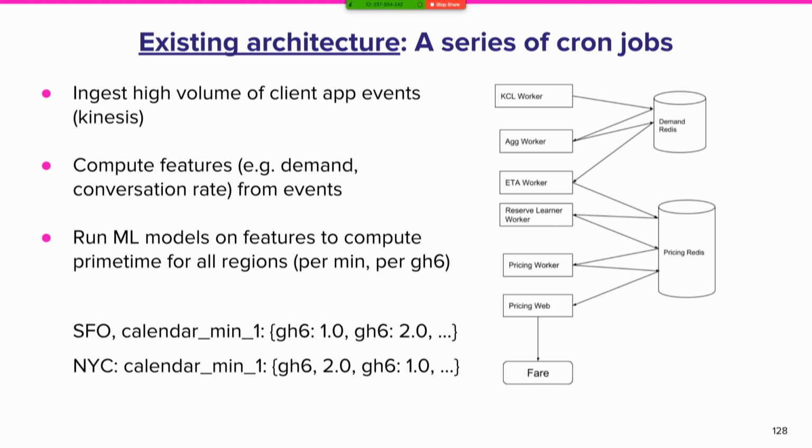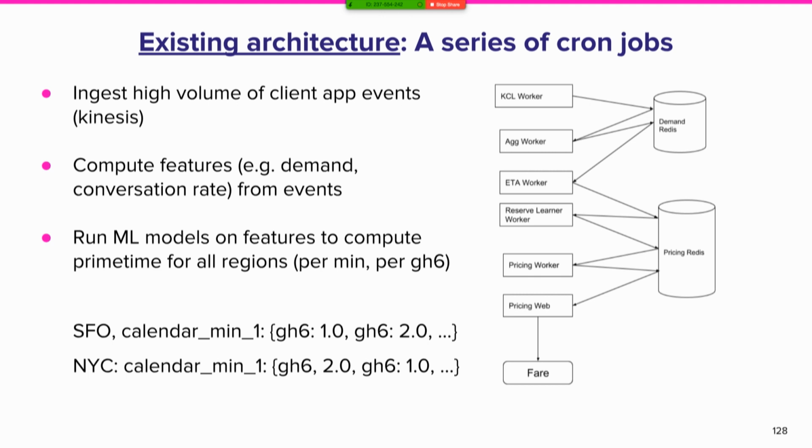We then feed this all into primetime models, which are TensorFlow or Pandas models. It's kind of a mishmash of things. And these models compute the prime time, which we then write to Redis. And you can see at the bottom here an example schematically what that looks like. Basically, it's for a given region and a given minute. We have this dictionary of geohash to multiplier.